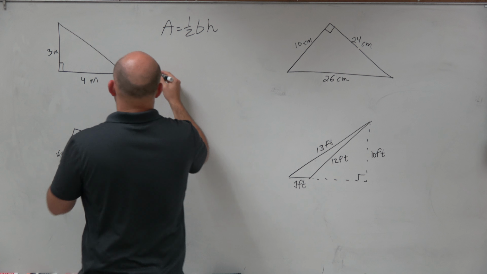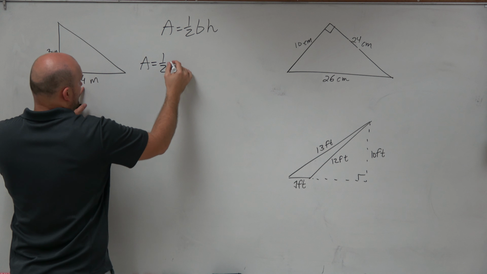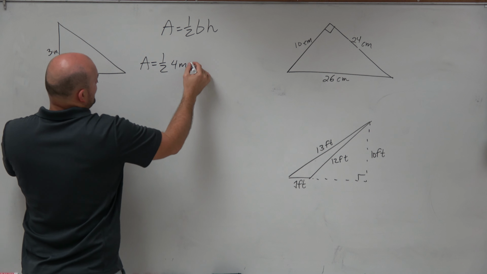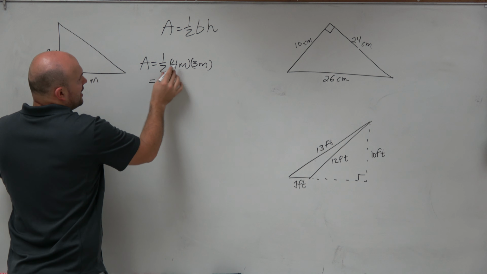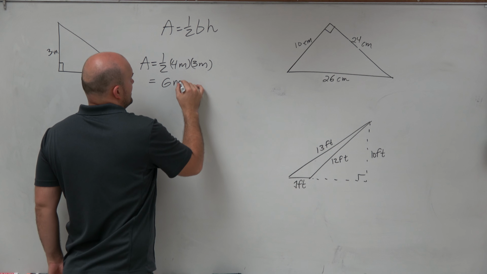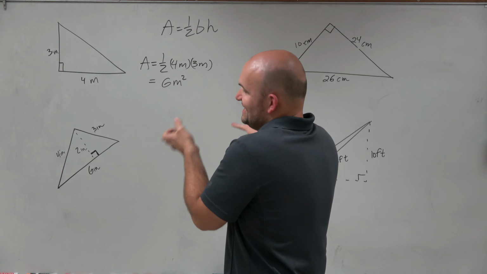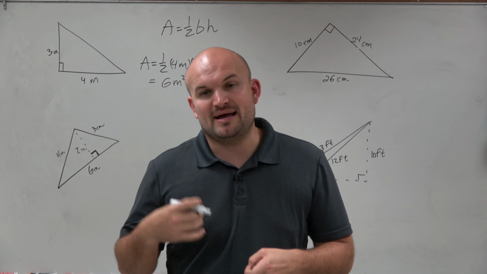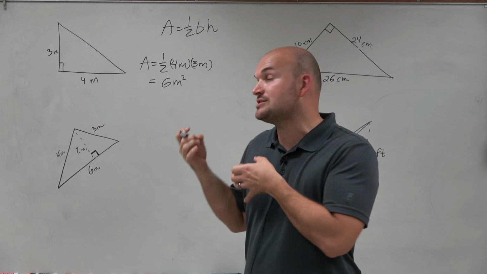So therefore, to find the area in this example, all I'm going to do is do 1/2. I'm going to call the base 4 and the height 3. And then I'll just multiply those. 4 times 3 is 12, times 1/2 is going to be 6 meters squared. Now remember, area is measuring the space that's inside of that triangle. And since it's a two-dimensional space, it's going to be meters squared.